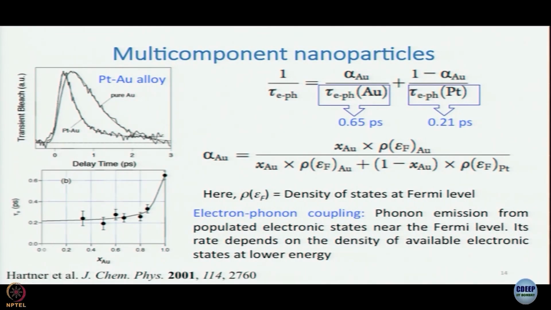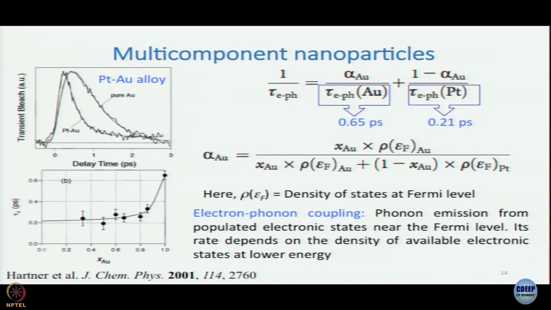Okay. So, you know everything, is not it? You know what the mole fraction is. This density of states is obtained by TDDFT calculation, and electron phonon coupling times are known. So, this is a simulation of how tau would change as a function of x, keeping into account this equation, and you find that the experimental points fall more or less on the simulated curve.